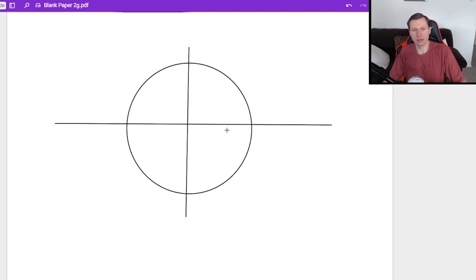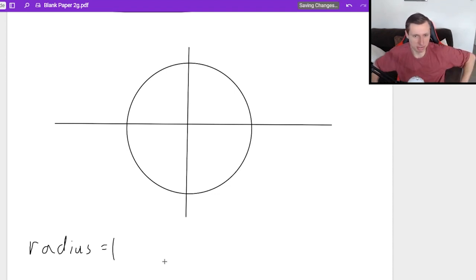Why is it called the unit circle? Because the unit circle has a radius of 1. And 1 is the most base number we can think of. So it's the unit circle.